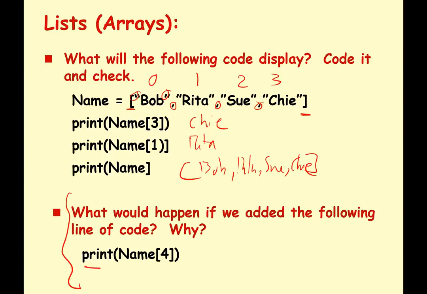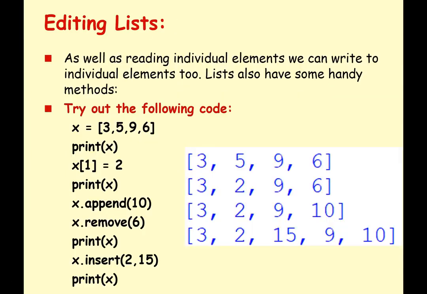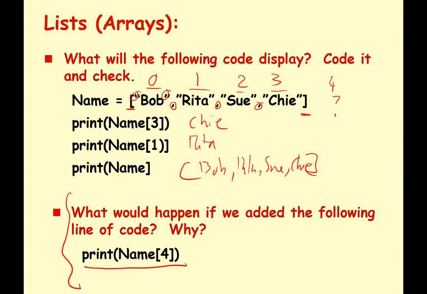So if I say print name 4, what's going to happen and why? Well, the computer is going to go, okay, 0, 1, 2, 3, 4. There is no 4. Oops. And it's going to crash the program. You're going to get a traceback. You're going to get an error message.